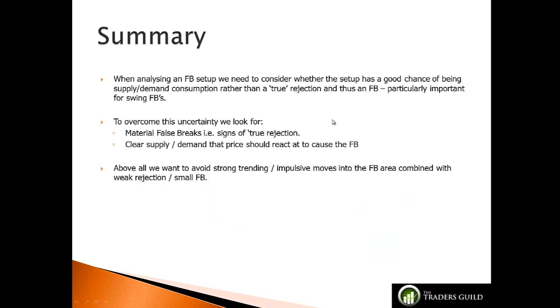So just to summarize, first of all we looked at a recap of video part 1, but the more important takeaway from this video is that when analysing an FB setup, we need to consider supply and demand consumption and evaluate whether there is enough uncertainty, whether the breakout bar and the overall picture is just supply and demand consumption, or whether it's a sign of true rejection and a true false breakout. Okay, 2 ways we can do this. Look for materially sized false breaks, i.e. signs of true rejection, or find clear supply and demand that price should react at to cause the false breakout.